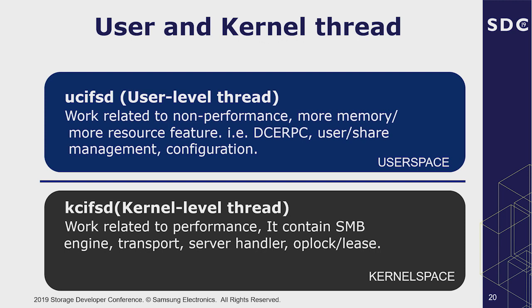We call the kernel thread KCIFSD and the user space thread UCIFSD. KCIFSD will activate when CIFSD is launched, and work by exchanging information between the two daemons at runtime.